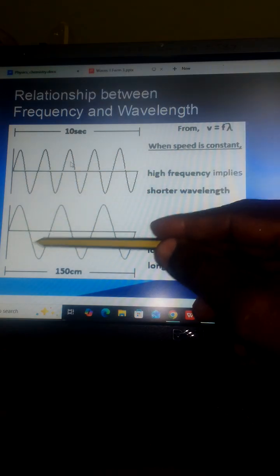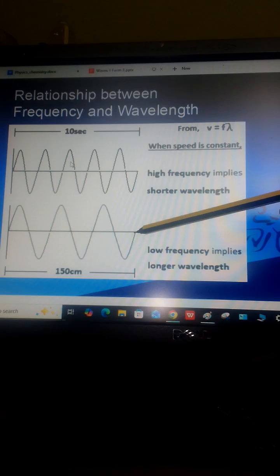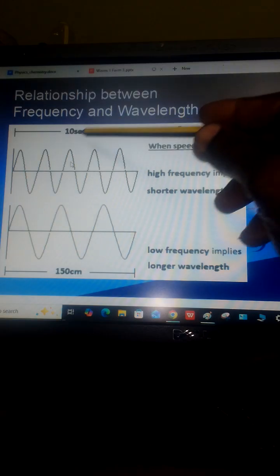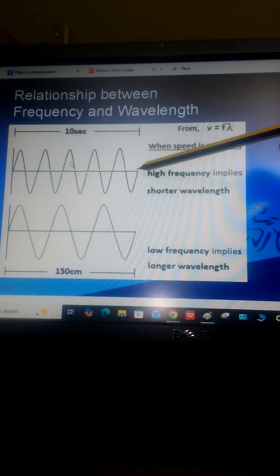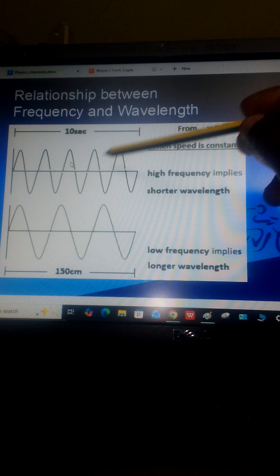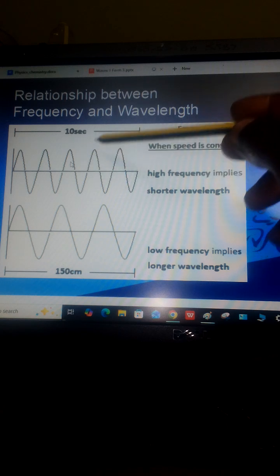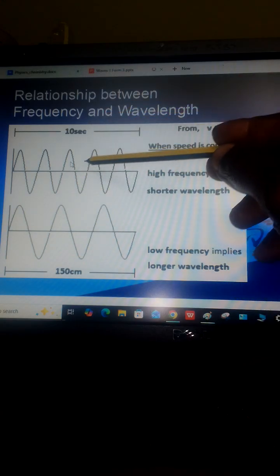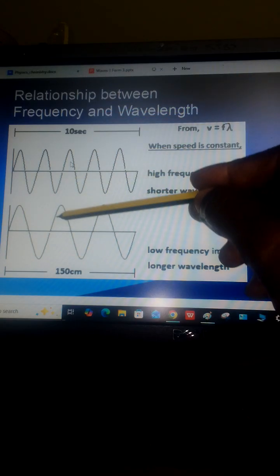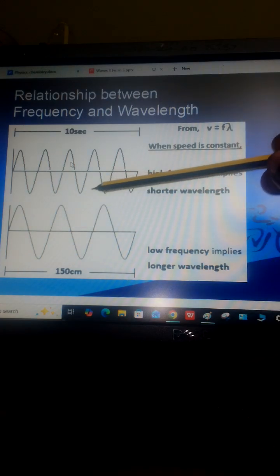We can see the waves are 1, 2, 3. It makes 3 cycles in the same period of time. And this one makes 1, 2, 3, 4, 5. 5 cycles in the same period of time. So the first wave has a higher frequency than the second one. And then we see that the wavelength here is smaller than here. Here it is bigger. So this is the relationship.